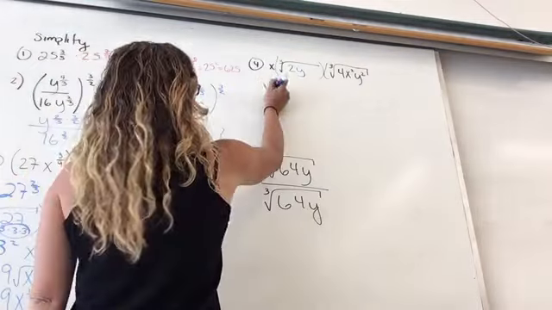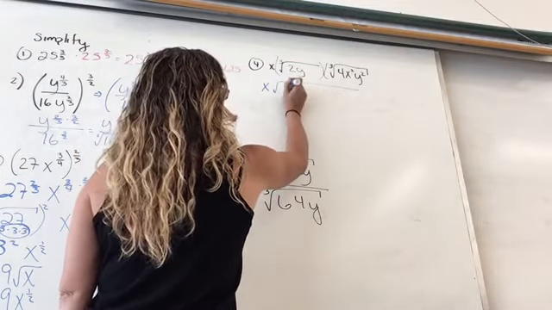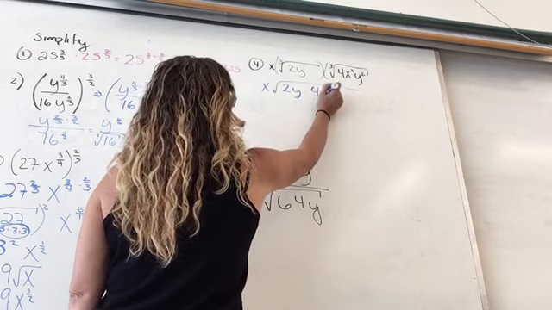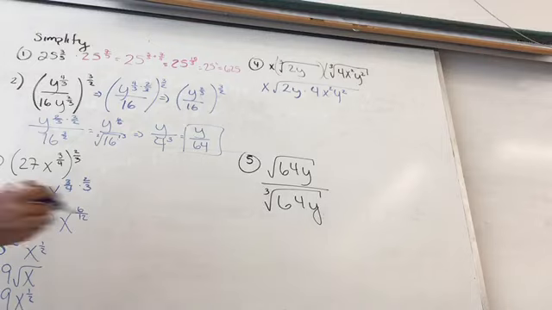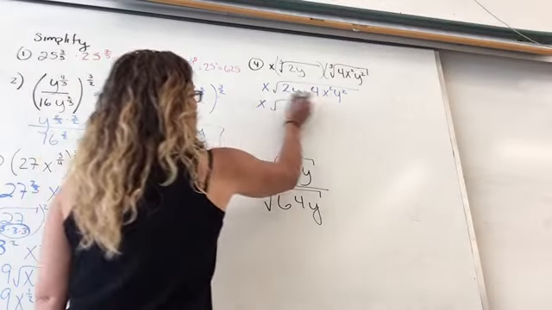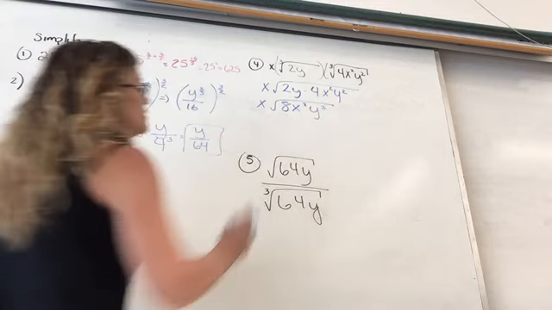So since they are, I can put them under one radical and I can say, okay, I'm going to multiply 2y times 4x squared y squared. And I can simplify things down. The x stays out here. I get 8x squared y to the third.